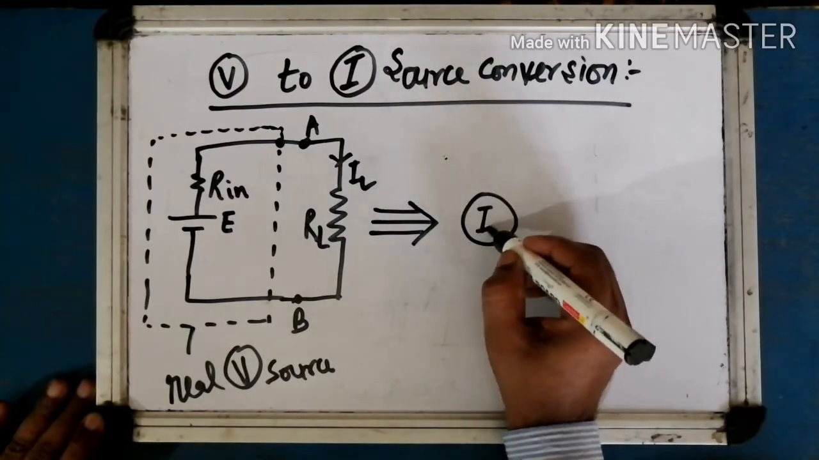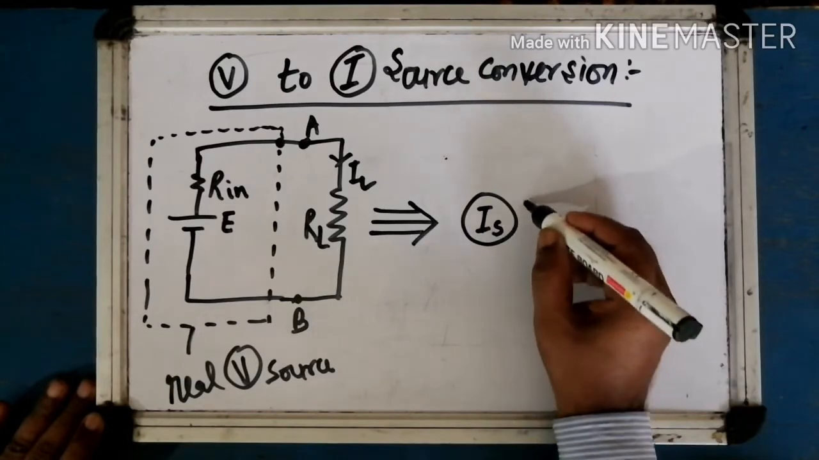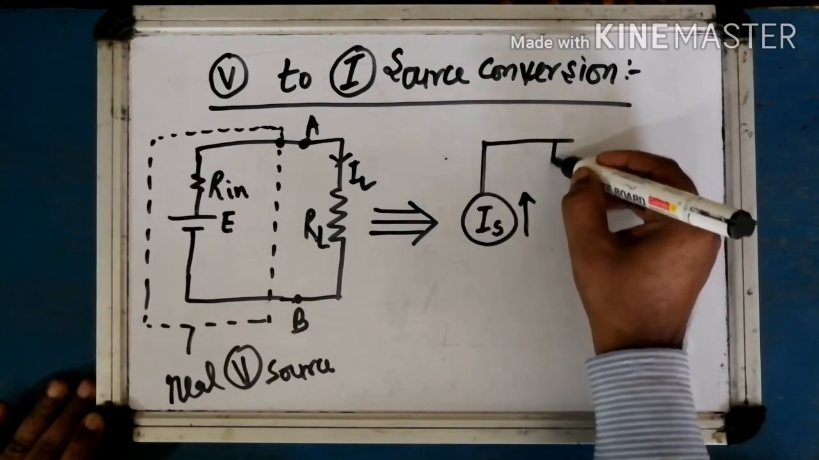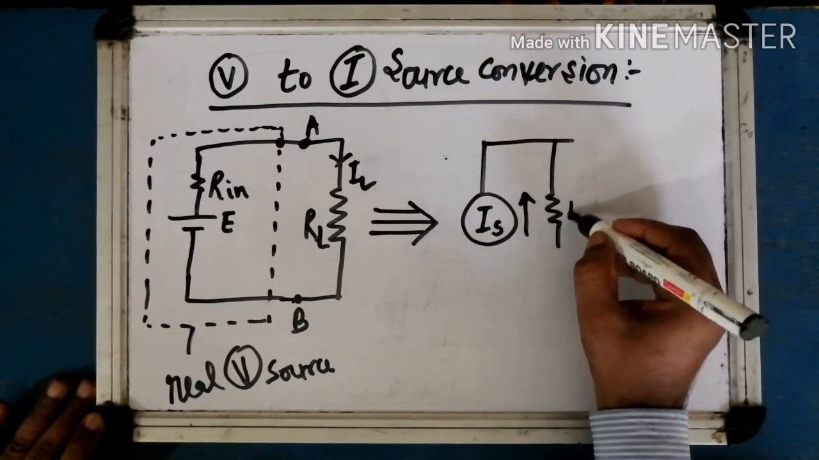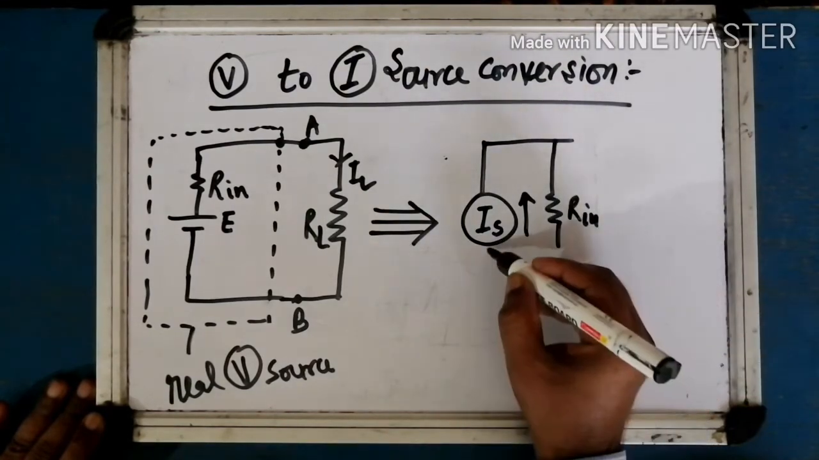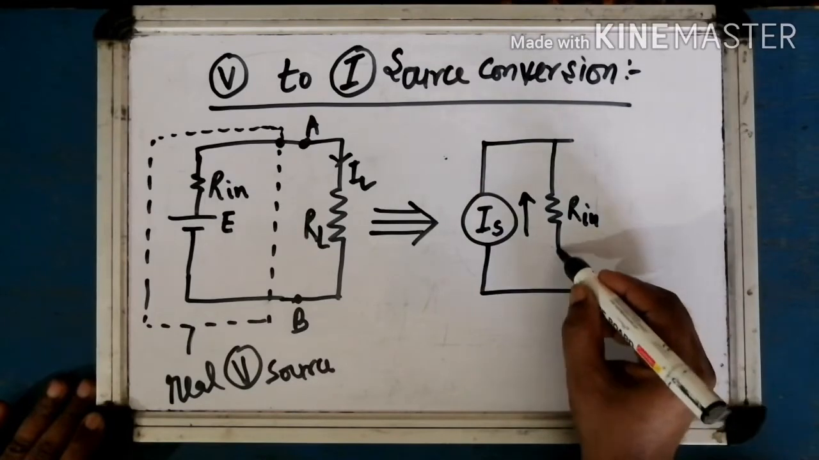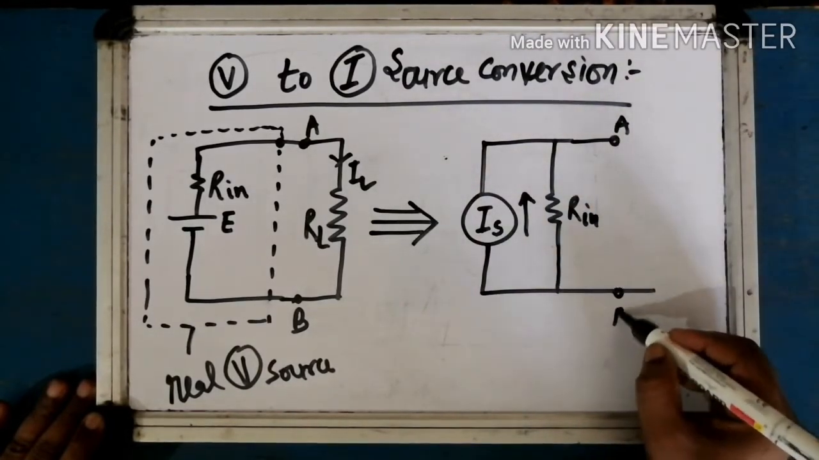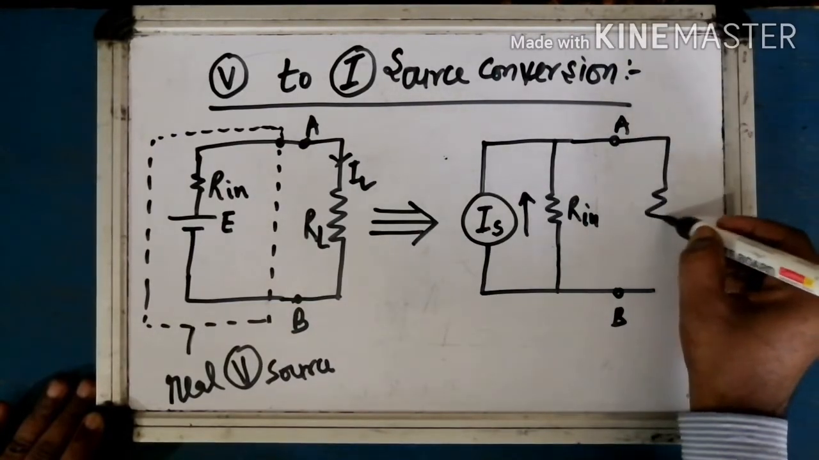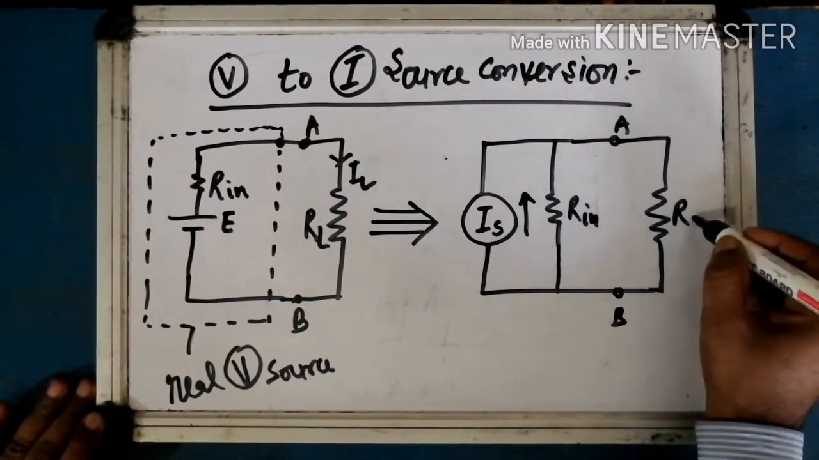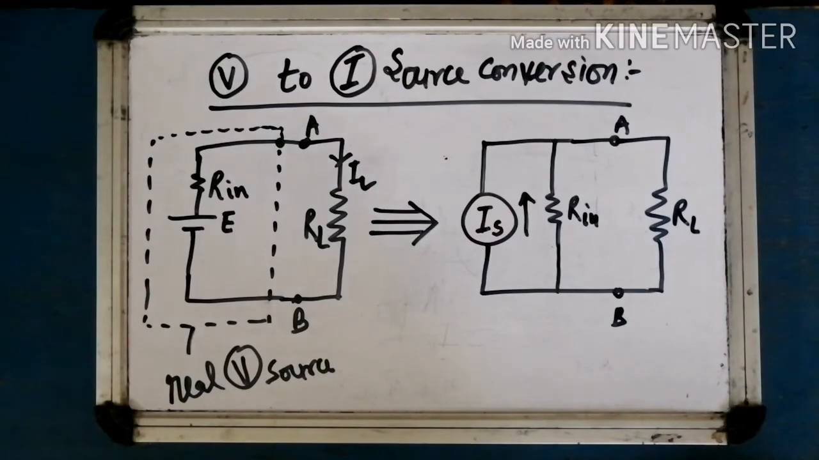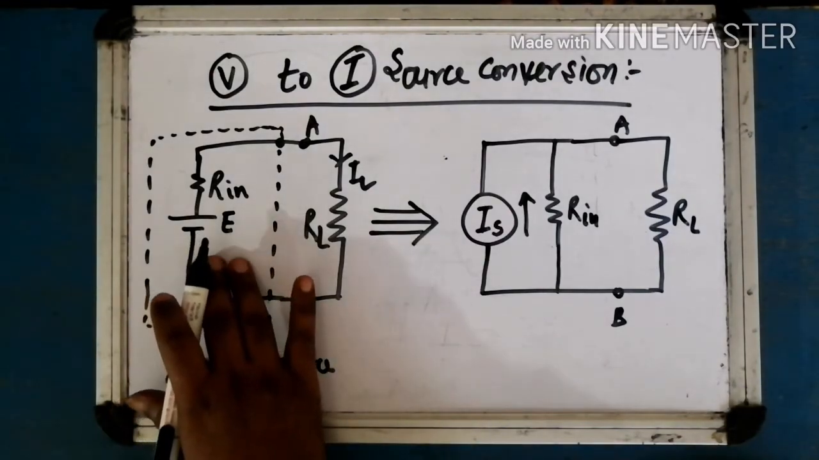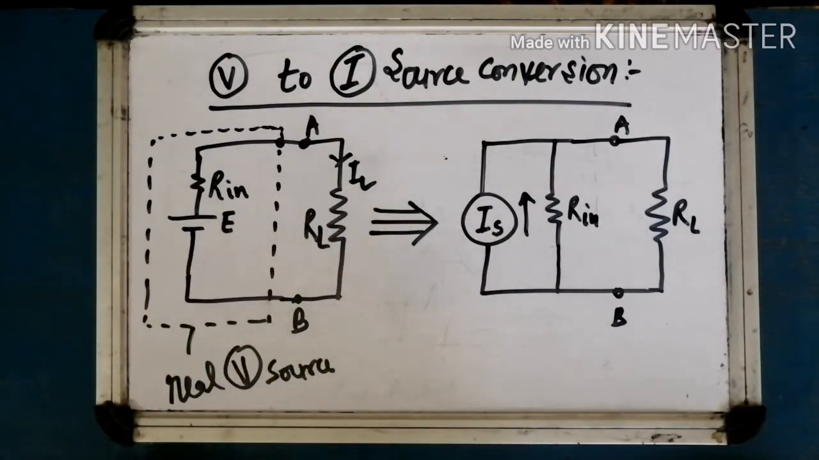This one is the current source having the value of IS, and we connect the same resistance, that is Rin, parallel with the current source, and this is all about the load resistor RL, right? Now our task is how to convert this voltage source, real voltage source, into the current source.